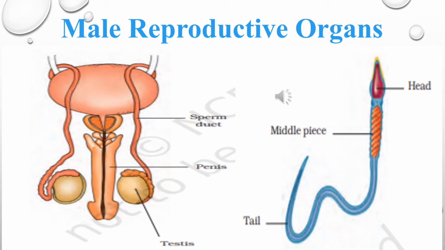So the parts of the male reproductive organ include a pair of testes, two sperm ducts and a penis. The testis only produces the male gametes called the sperms. Understood? So you have the sperm, then penis and the testis. Millions of sperms are produced by the testis, children.